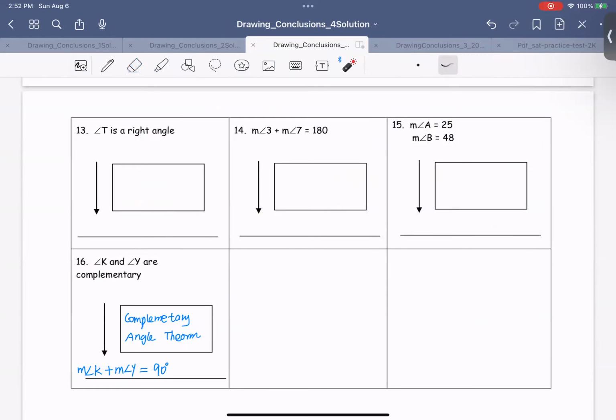Let's see this one here. Angela, look at here. This angle T is a right angle. What should we say? Definition of right angle. So conclusion should be? The measure of angle T is 90 degrees. Yeah. So you see, measure of angle T is 90 degrees. Okay. And then when you see two angles' measurements add up to 180, what do you say?